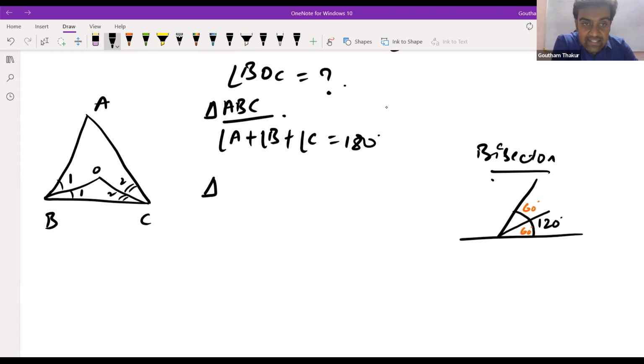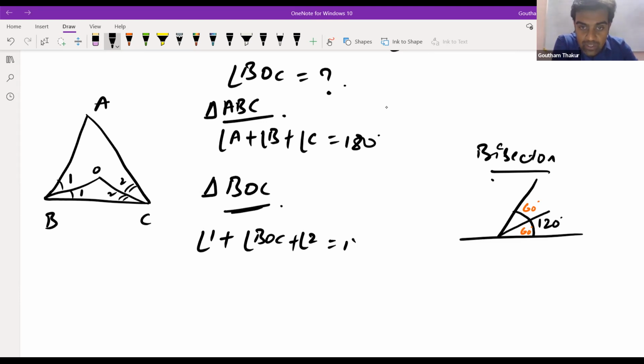And what is the angle sum for triangle BOC? Angle 1 plus angle BOC plus angle 2 is equal to 180 degrees. Now let's get back to equation 1.